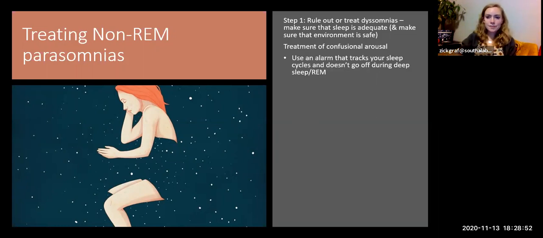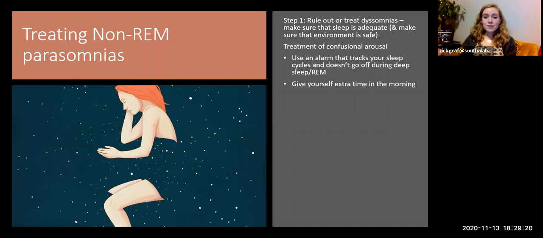For confusional arousal, the main treatment recommendation would be to try to use a phone app alarm that tracks your sleep cycles and is designed not to go off during deep sleep or during REM sleep. This kind of alarm exists with most sleep apps, where based on your breathing rate and how much you're moving around, it determines what stage of sleep you're in, and it doesn't wake you up from deep sleep.